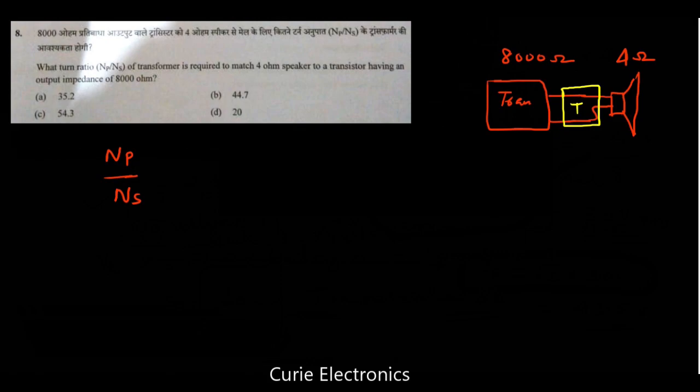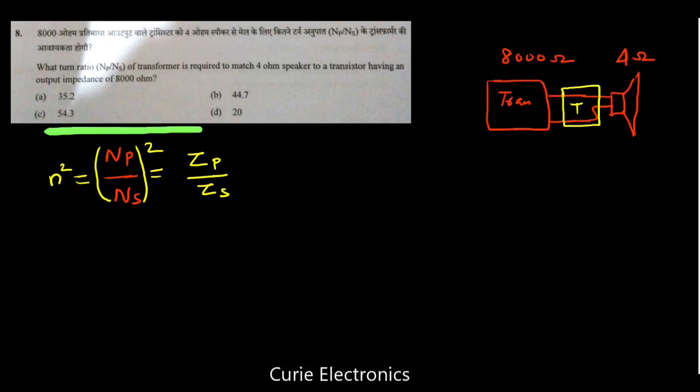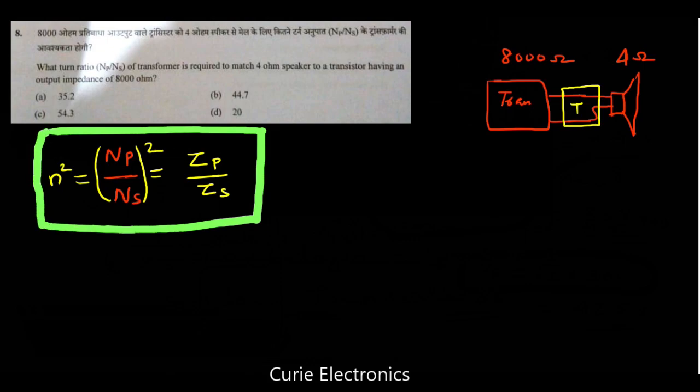Impedance at primary upon impedance at secondary. So here there is a square term. This also can be written as n square. Okay, n square. So make note of this equation. It is there in many question papers. Whenever we want the impedance matching through a transformer, we have to use this equation.